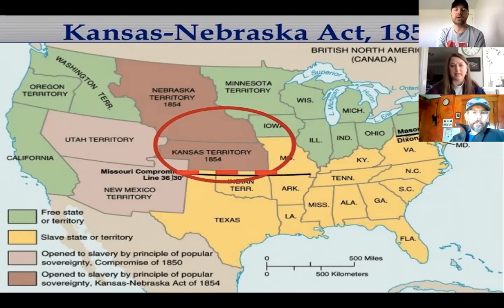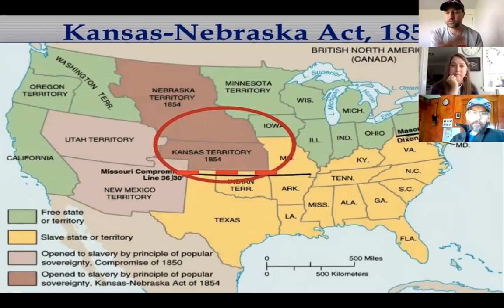Right. So what Douglas does, he puts in this bill this issue of popular sovereignty again. So in 1854, Kansas wants to come in as a state, and this is the first time where we see this. In all the other instances, we've seen Congress step in and say, you're a free state, you're a slave state, you're a free state, you're a slave state, right?